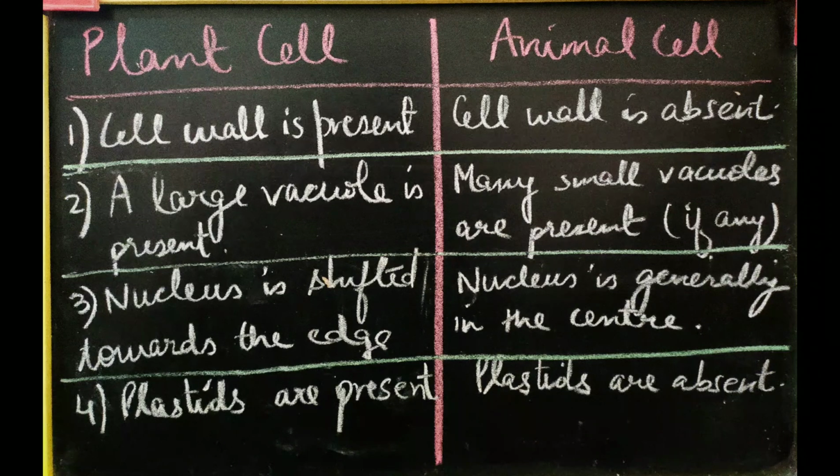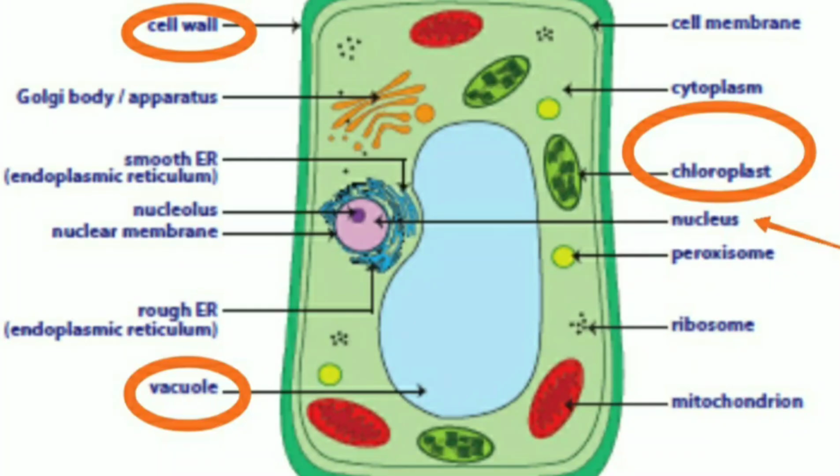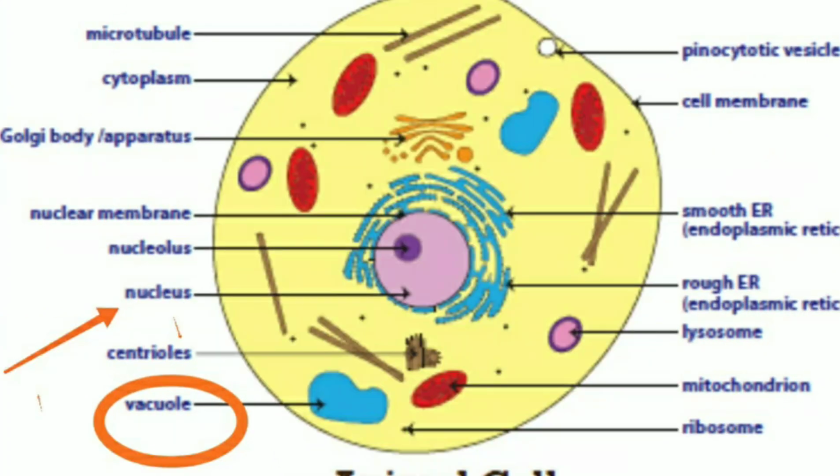The third difference is that due to this large vacuole, the nucleus in case of a plant cell is shifted towards the edge, whereas nucleus is generally in the center in an animal cell. And the fourth difference is that plastids are present in case of a plant cell but not in animal cells. So these are some of the important differences between plant cell and animal cell.